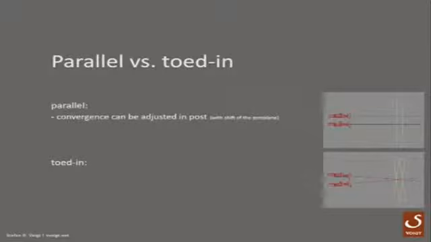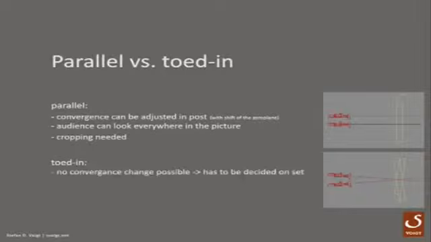Another advantage of a parallel setup is that the audience can look everywhere in the picture and have a good stereo impression. That's a bit different in a towed-in setup. The only disadvantage is the cropping you have to do for every shot. But this gives you also the freedom of choosing the convergence in post. On a towed-in setup, the convergence has to be decided on set, so you can't adjust the convergence in post.